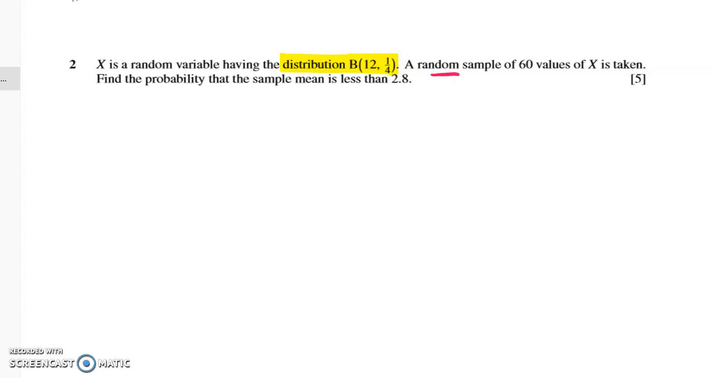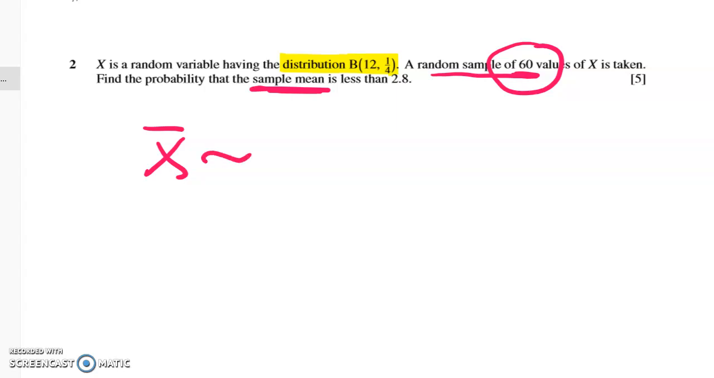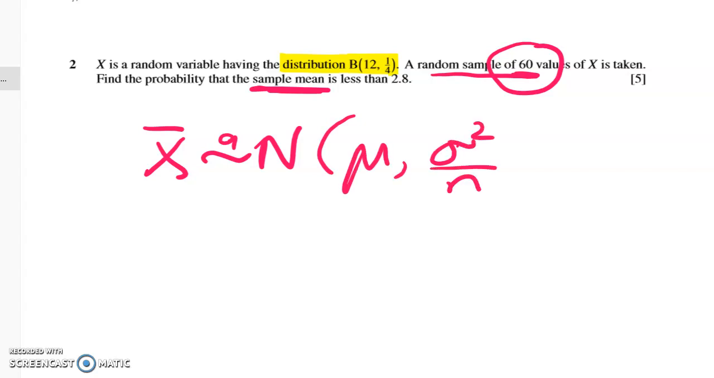Then we're told that a random sample of 60 values of X is taken, and we have to find the probability that the sample mean is less than 2.8. So what am I working with here? Well, I've got X bar, which is the sample mean. Now we know that when N is bigger than 30, the sample mean is going to be roughly normally distributed, and it's going to have a mean, and it's going to have a variance, and that variance will be sigma squared on N. So let's look at what the mu is in here and what the sigma squared is.